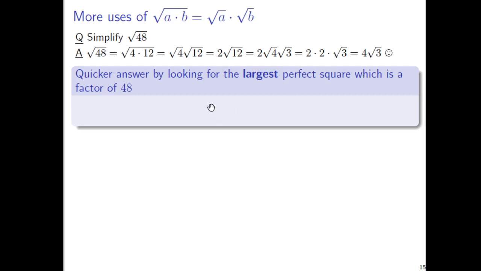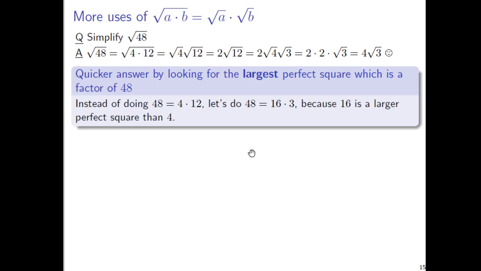There's a slightly faster way of doing this. So instead of starting with replacing 48 by 4 times 12, which is totally valid, we should try something a little quicker by looking for the largest perfect square which is a factor of 48. That is, what is the largest number that goes into 48 which is a perfect square. So instead of turning 48 into 4 times 12, the arithmetic is maybe a little more challenging to think of on the spot, but 48 could have been replaced with 16 times 3 instead, because 16 is a larger perfect square than 4. So let's work out the answer having noticed this.